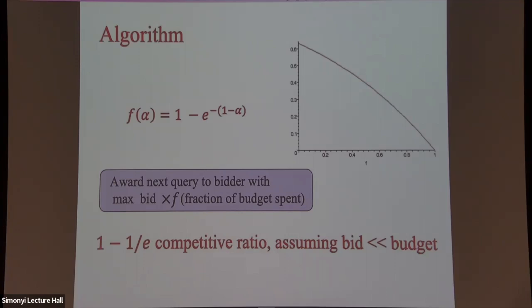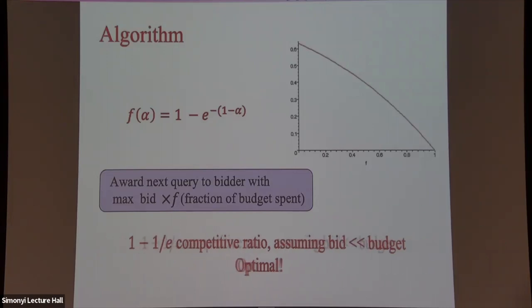So I'm just curious why it's spent versus not spent. It doesn't matter. You can use f or 1 - f or whatever. But for the max, it should matter, right? No, I can always put f prime and put a max also. Okay, so this is optimal also among all online algorithms with this assumption: bid is much, much smaller than budget.